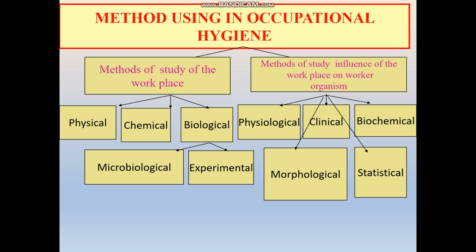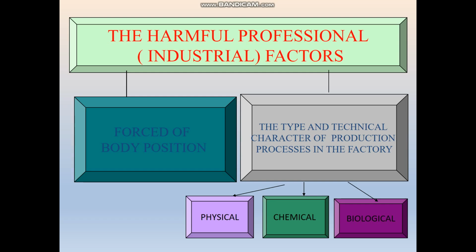Methods used in occupational hygiene are divided into two groups. The first group includes methods for the study of workplace conditions. These methods are physical, chemical, biological, microbiological, and experimental. The second group includes methods for the study of the influence of workplace conditions on the worker organism. These methods are physiological, clinical, biochemical, morphological, statistical, and others.